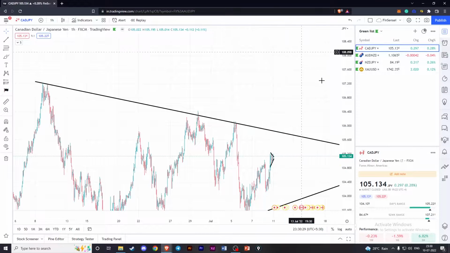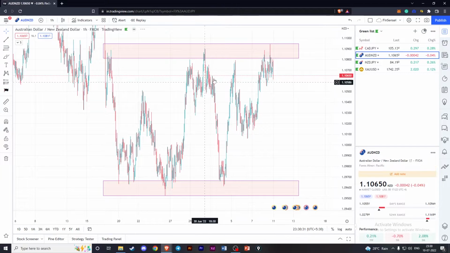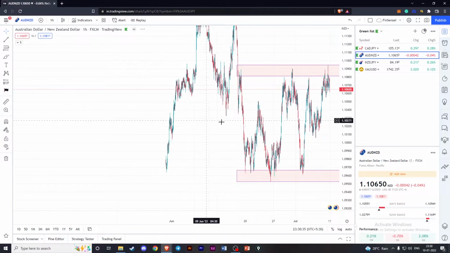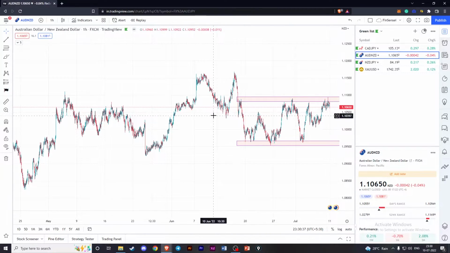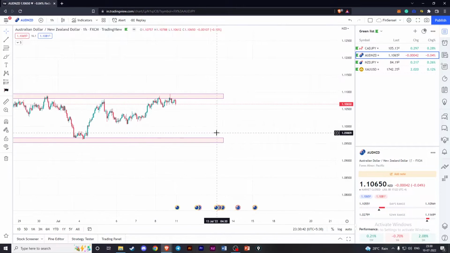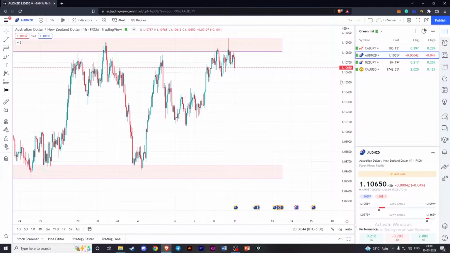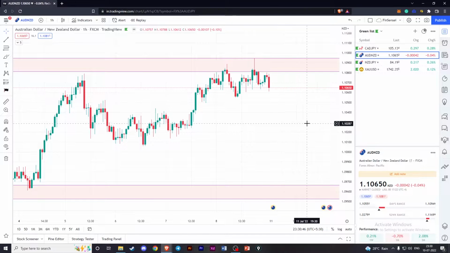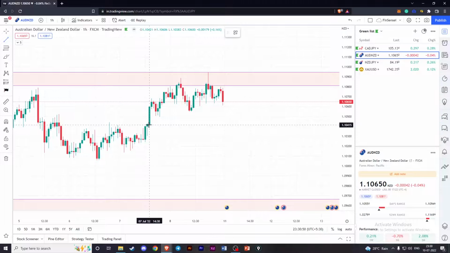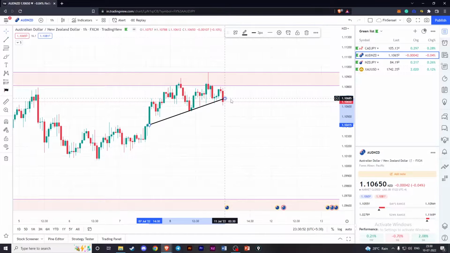The next pair we have with us is the Australian dollar versus the New Zealand dollar. We can see that historically the prices had been choppy, and currently the price has been trading between these ranges. On the last trading session, the price had been trading near the upper ranges, and at the same time, just before closing, it had given a breakdown.